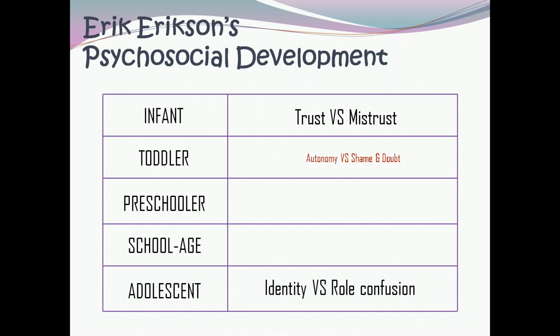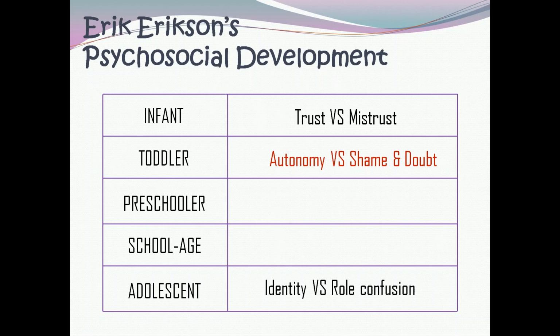Toddler. Autonomy versus shame and doubt. If a toddler is encouraged and supported during this stage, they become more confident and secure in their own ability to survive. But if they are criticized and controlled, they may feel inadequate and doubt their own abilities.